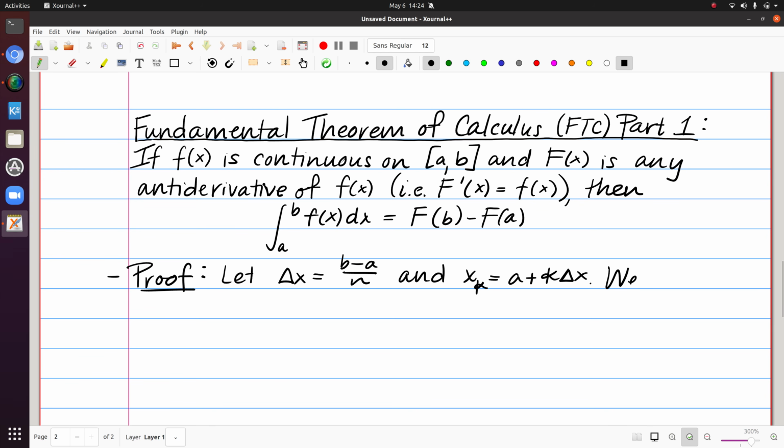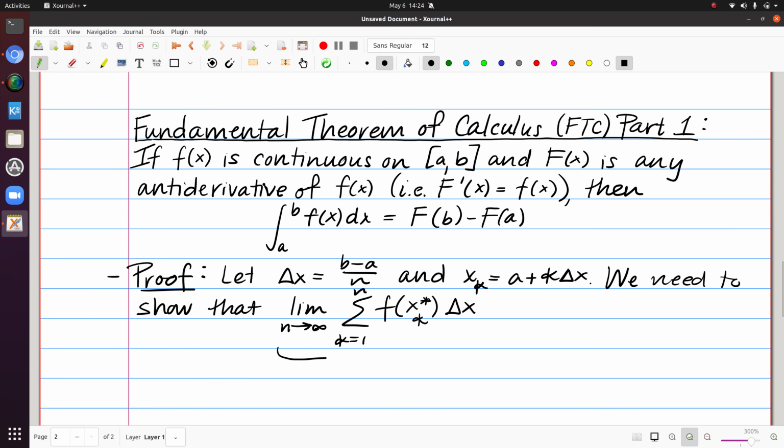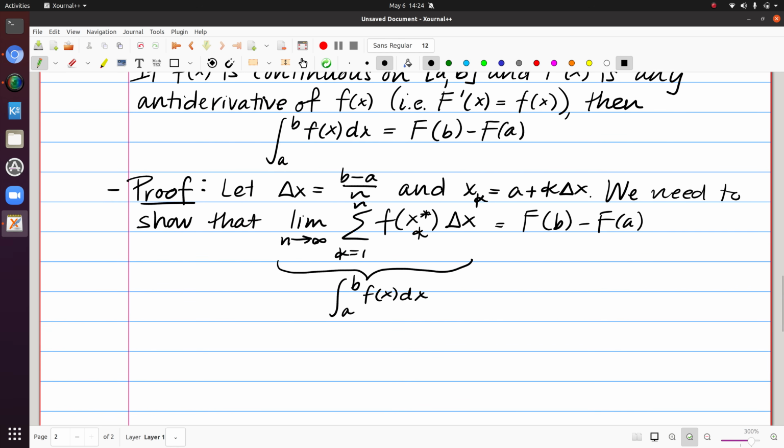Then in order to show that this equation holds true, we need to show that if I take the limit as n approaches infinity of the sum from k equals 1 to n of little f of x k star delta x, which remember, is how we defined the integral from a to b of f of x, we need to show that that limit is capital F of b minus capital F of a. So that's just another way of reframing the desired end result here.